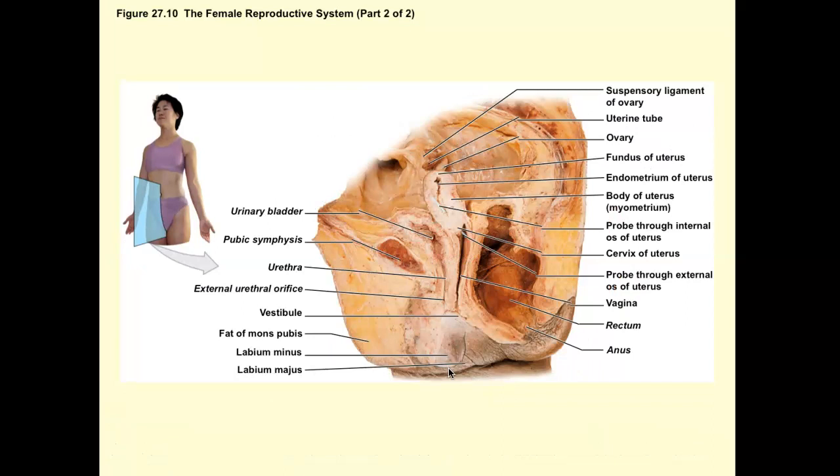So here's an image of an actual dissection, mid-sagittal dissection. So you can see the relative sizes of these things. So the uterus here, and then look how muscular this structure is versus the bladder.